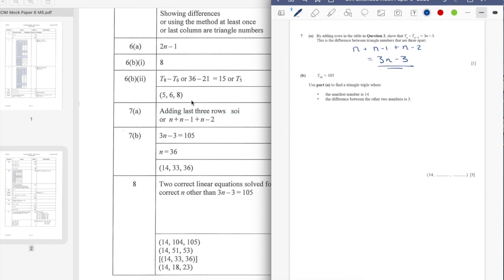T14 is equal to 105. Use part A to find a triangle triple where the smallest number is 14 and the difference between the other 2 numbers is 3. Okay, so here we're going to have our thing that we've just worked out, 3n minus 3, and that's going to have to equal 105. So 3n would equal 108, and n therefore equals, it does go, doesn't it?